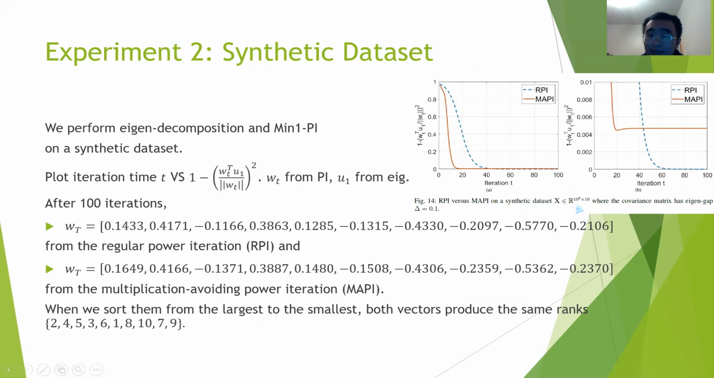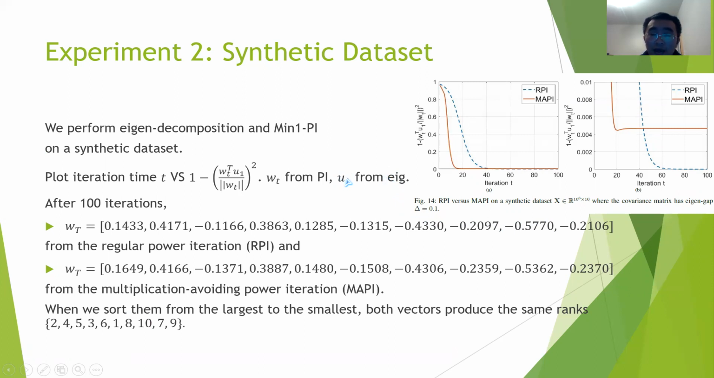The data set is 10 to the 6 by 10, which means that we have 10 to the 6 samples, and each sample has 10 entries. The covariance matrix has an eigengap of 0.1. How do we do this in the experiment? We first compute the eigenvector using the eigendecomposition. I mean, using the eig function in MATLAB.